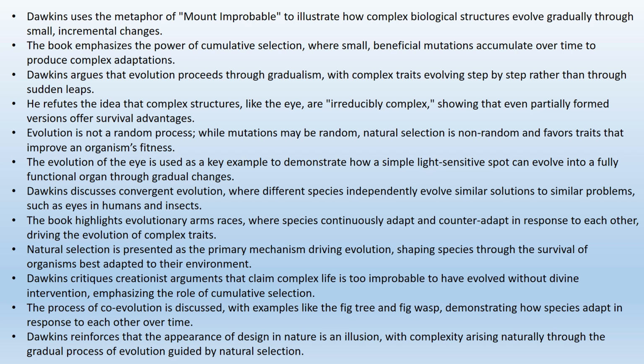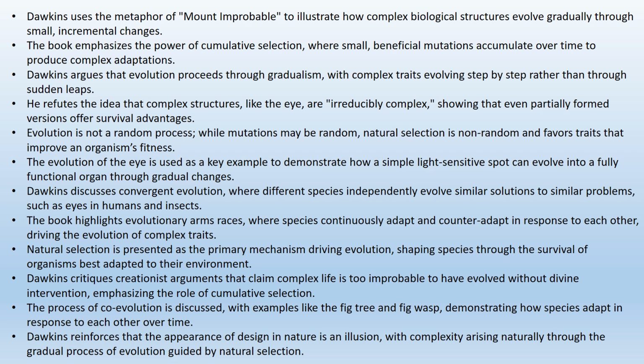Throughout Climbing Mount Improbable, Dawkins reinforces the central role of natural selection in driving evolution. He argues that natural selection is the only known mechanism capable of explaining the complexity and diversity of life on Earth. By favoring traits that enhance an organism's fitness, natural selection gradually shapes species over time, leading to the evolution of complex biological structures and behaviors.